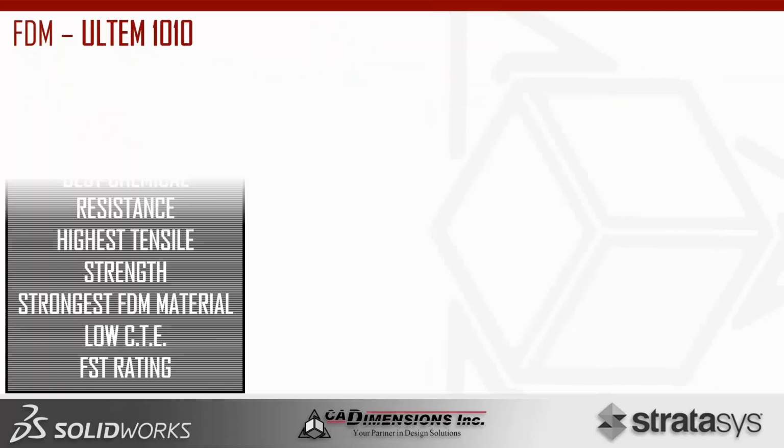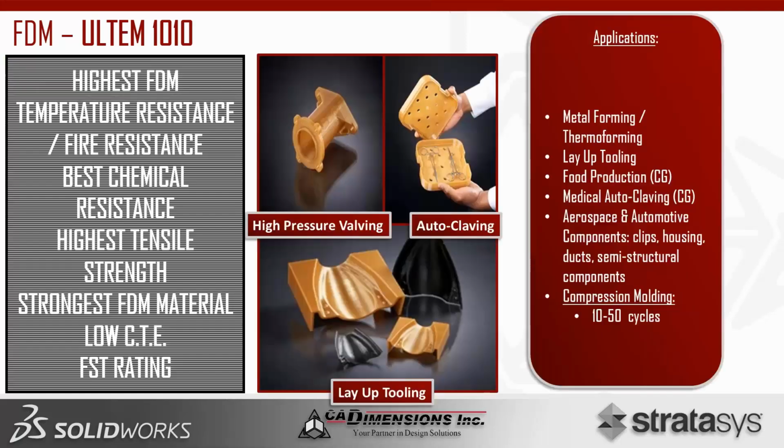As we move on, we go into ULTEM 1010. So this material has the highest FDM temperature resistance and fire resistance out of all the other thermoplastics. It also has the best chemical resistance, the highest tensile strength, and is the strongest FDM material overall, with the lowest coefficient of thermal expansion.